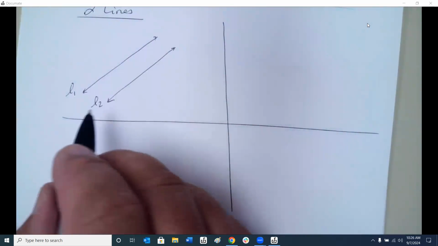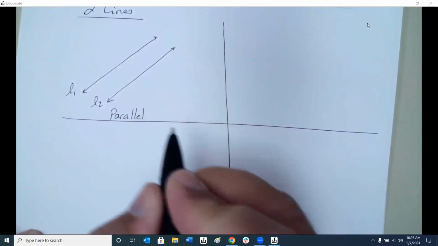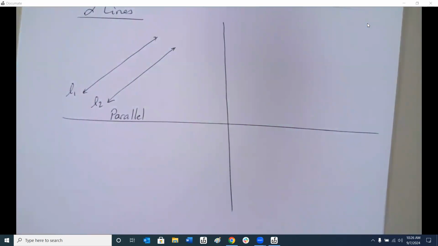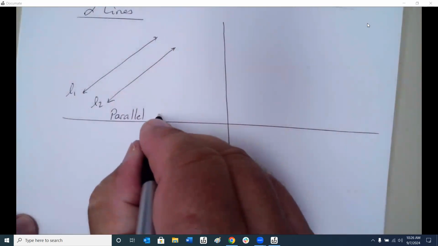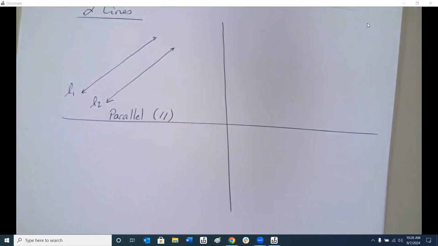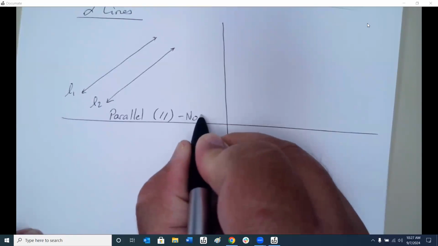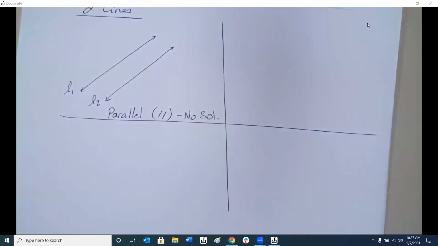When this is the case, these are called parallel lines. They never touch. They never cross. The symbol we use in shorthand is 2 short little hash marks, little dash lines. What we know about this is we have no solutions. Solutions are where lines cross. And since they never cross, we have no solutions.